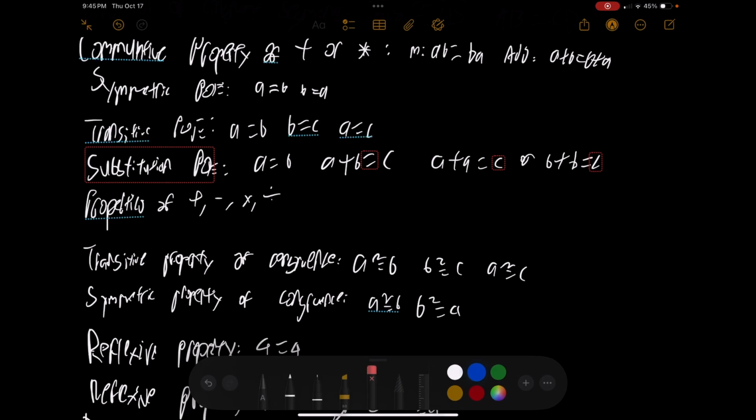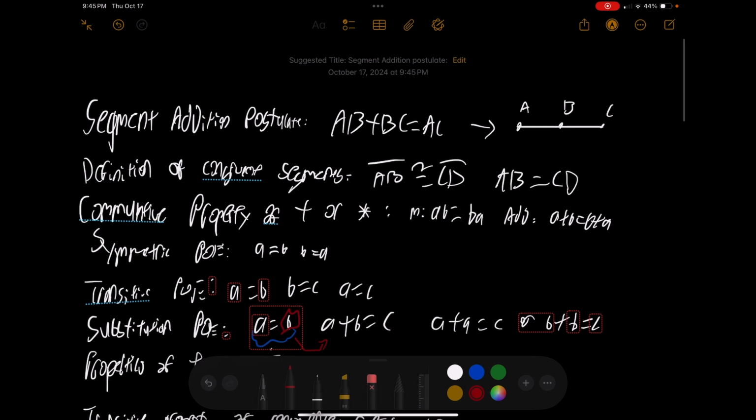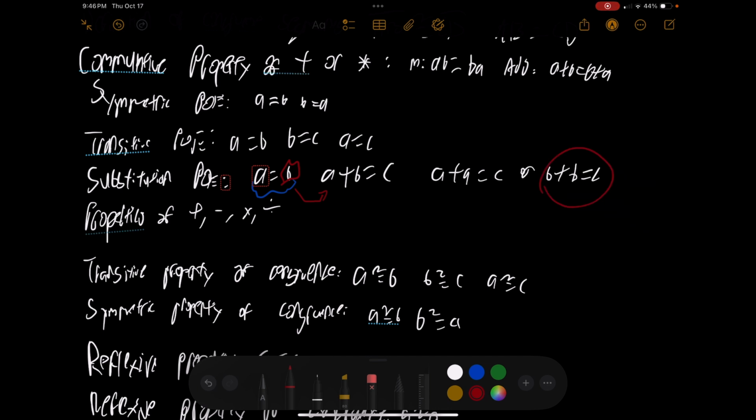Substitution property of equality is different from transitive. Something to note: in proofs you can always use substitution property in place of transitive, but you can't always use transitive property in place of substitution. So when you're doing substitution, we have A equals B. Now we're plugging B directly into an equation. So here is B, and we're plugging it into here, for example. Now that's where we get B plus B equals C. So you can't really use transitive there because B is not equal to anything that's the sum of A plus B.